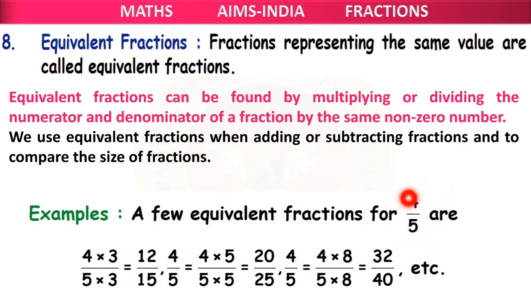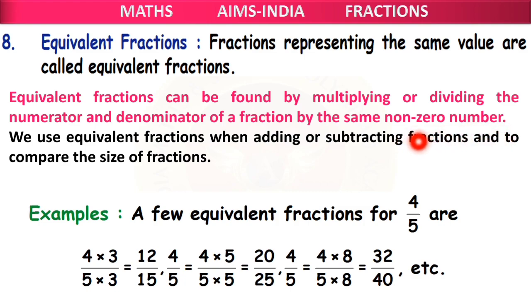Now, how do we do that? We do that by either multiplying or dividing the numerator and denominator of a fraction. The important point to remember is that we need to use the same number to multiply or divide both the numerator and denominator. Okay, students? I cannot use 1 to multiply the numerator and 2 to multiply the denominator. We need to use the same number. And what should that number be? It should be a non-zero number.